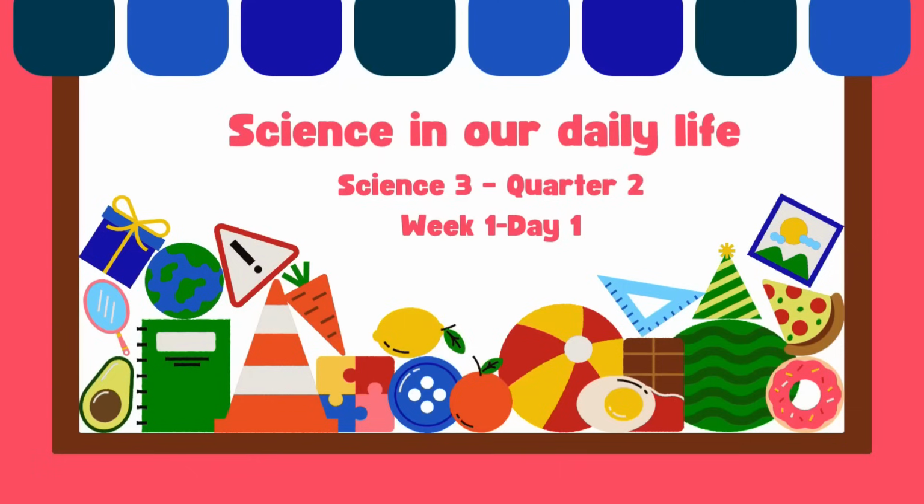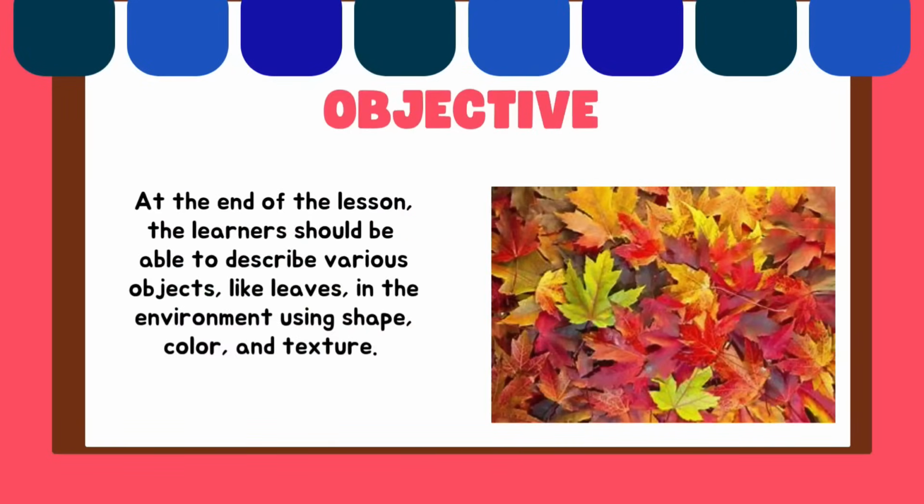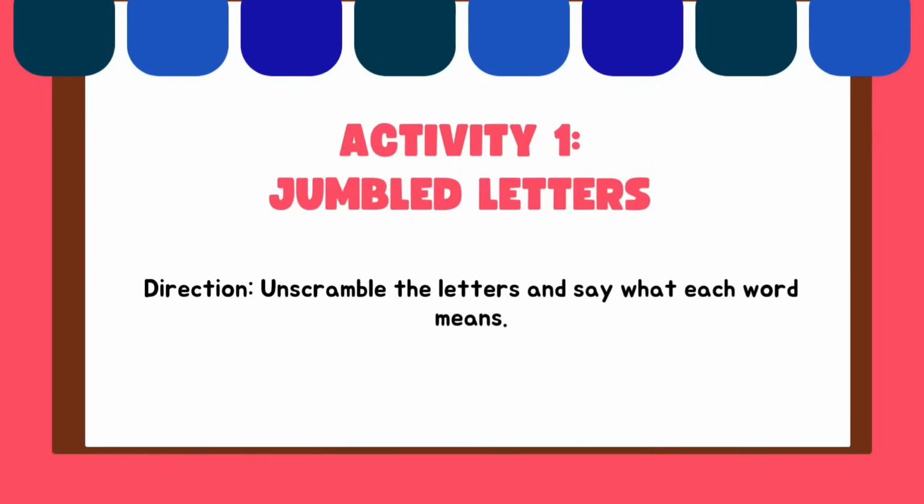Science, Grade 3, Quarter 2, Week 1, Day 1. Our topic is about science in our daily life. Objective. At the end of the lesson, the learner should be able to describe various objects like leaves in the environment using shape, color, and texture.